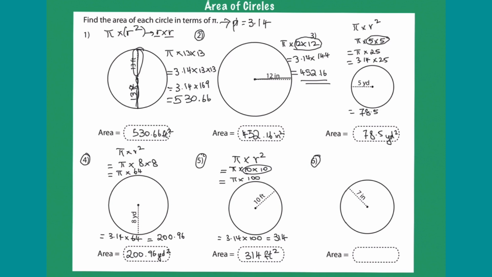And so to finalize, I will do the last one with you. Let's do it together. All right? So this one is pi times radius squared. So pi, and the radius in this case is 7. So pi times 7 times 7, which gives us pi times 49, which means 3.14 times 49. And so your final answer would be 153.86. So my final answer here is 153.86 square inches. All right.